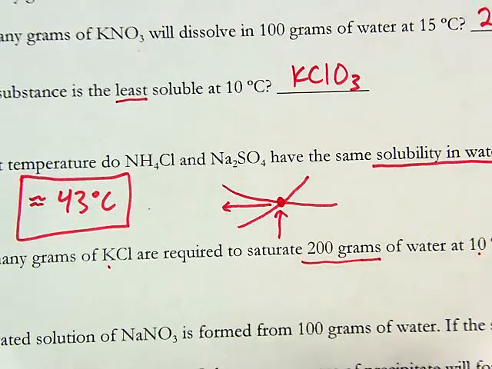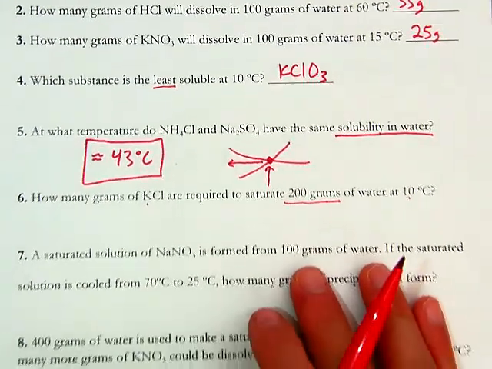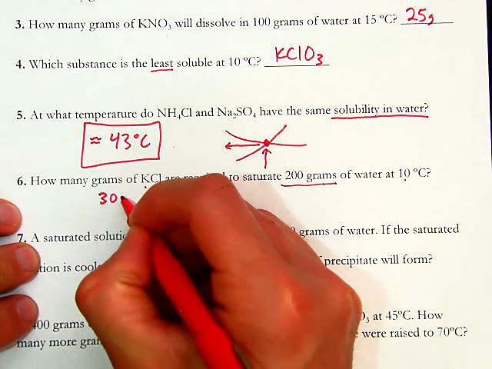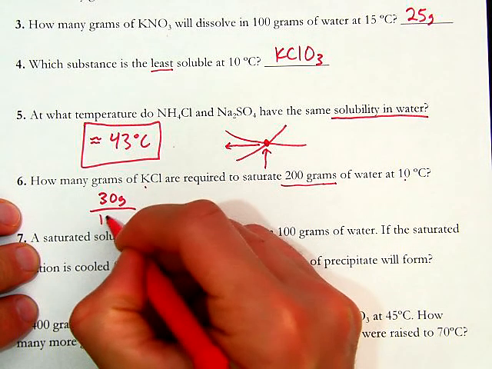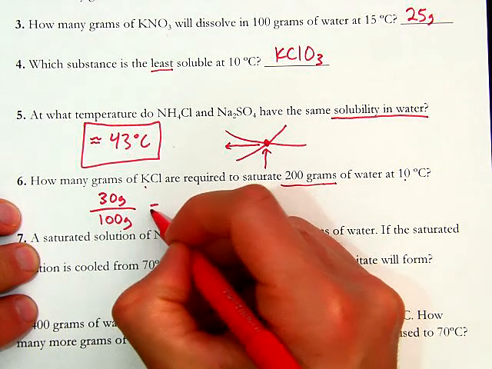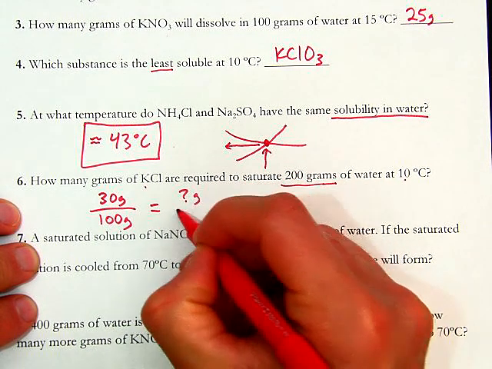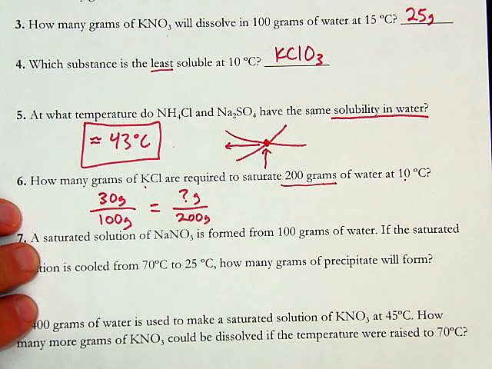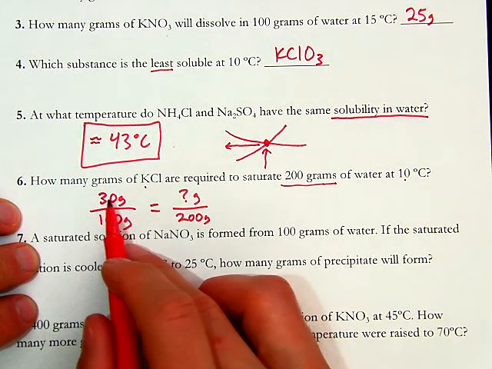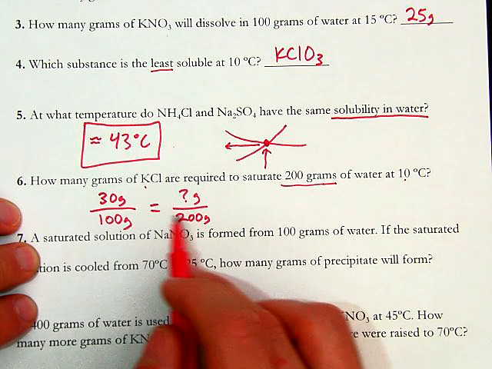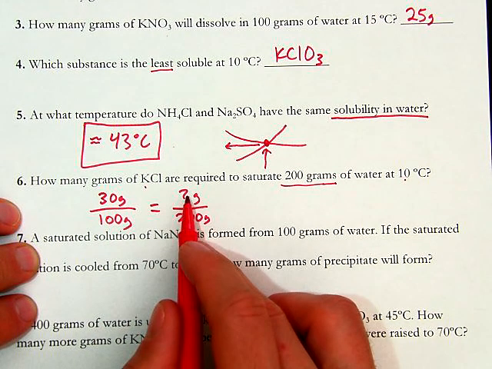So I'm going to jot that down here. What we're writing is 30 grams can dissolve in 100 grams of water at that temperature. This question's asking you, how many grams could dissolve in 200 grams of water at that same temperature? Because if you could dissolve 30 grams in 100 grams of water at that temperature, if you have twice as much water, how much could you dissolve?